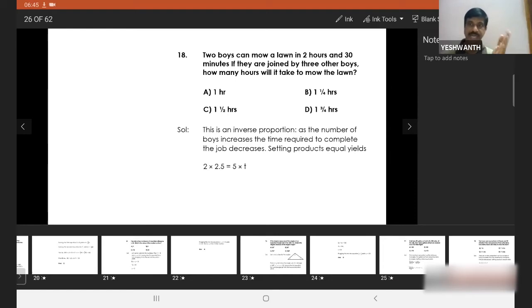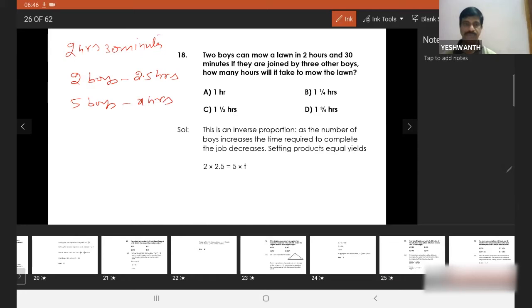In the previous case, it was directly proportional. As distance increases, fuel also increases. Distance decreases, fuel decreases. But here, it is a reverse case. 2 hours 30 minutes, I can take it as 2.5 hours. How many boys? 2 boys, 2.5 hours. Now, how many boys are there? 5 boys, some X hours. So this is inversely proportional, isn't it? When number of boys are increasing, time should decrease.